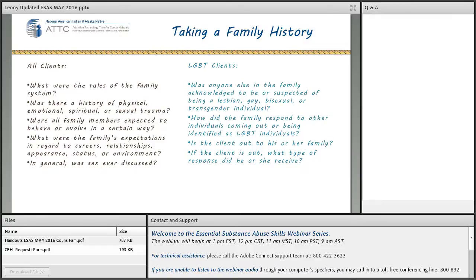So, taking a family history. For that one, for me, that would be simply assessing the family. Possibly what a counselor can do too is use a genogram to get to know the family or the individual. Really sort of start to understand the issues that are impacting the family and the individual.